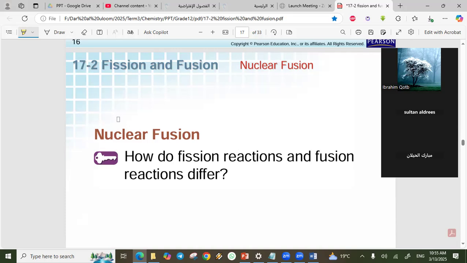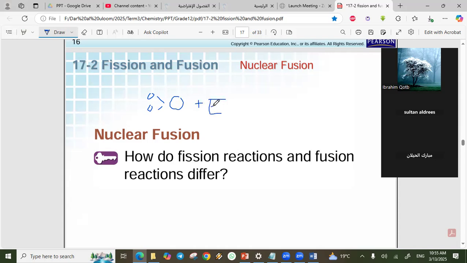The second process is the opposite of fission. In this process, two small atoms combine together and they give you a large atom plus energy. This process is called nuclear fusion. Nuclear fusion: two smaller atoms combine to give you a bigger atom and produce high energy.